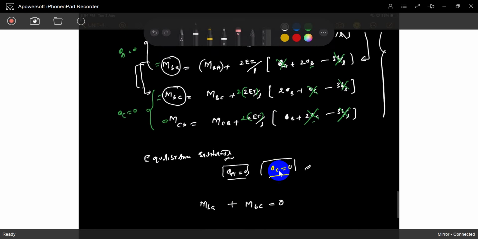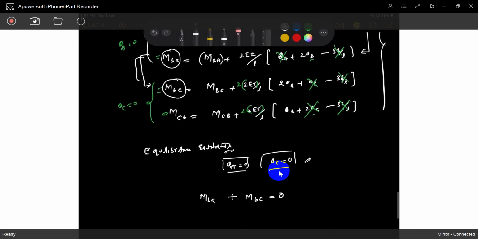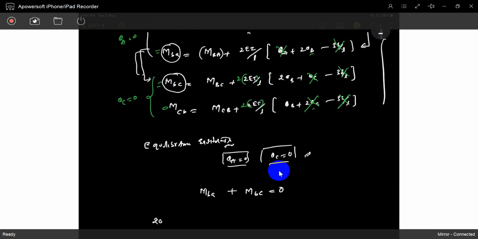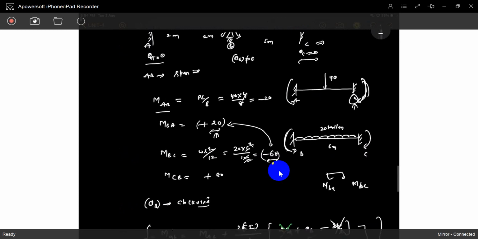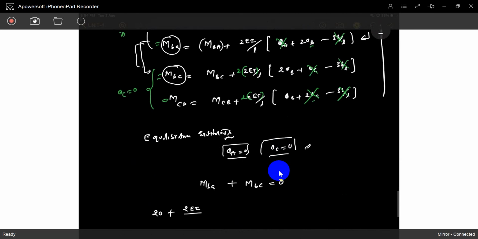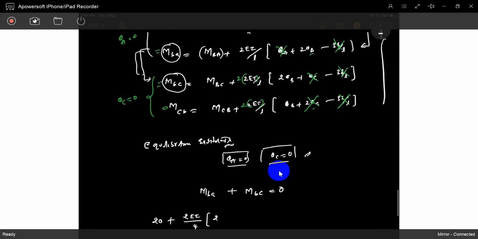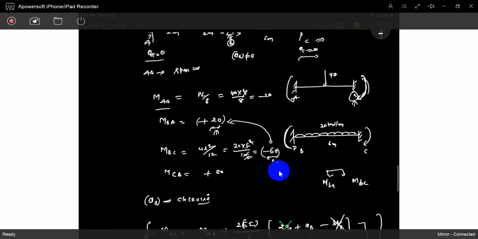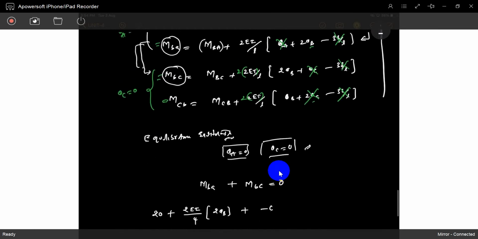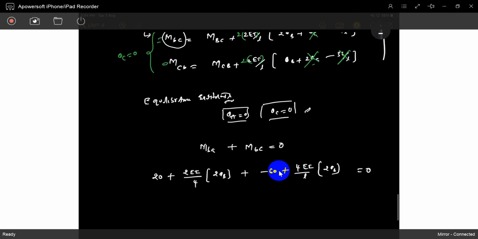MBA is what? Plus 20 plus 2EI by L, where L is the BA span, which is 4. So 2EI by 4 into 2 theta B. That is the one thing. For BC, MBC is what? Minus 60 plus 2EI by L, 4EI by L, 2 theta B, equal to 0. Understood?